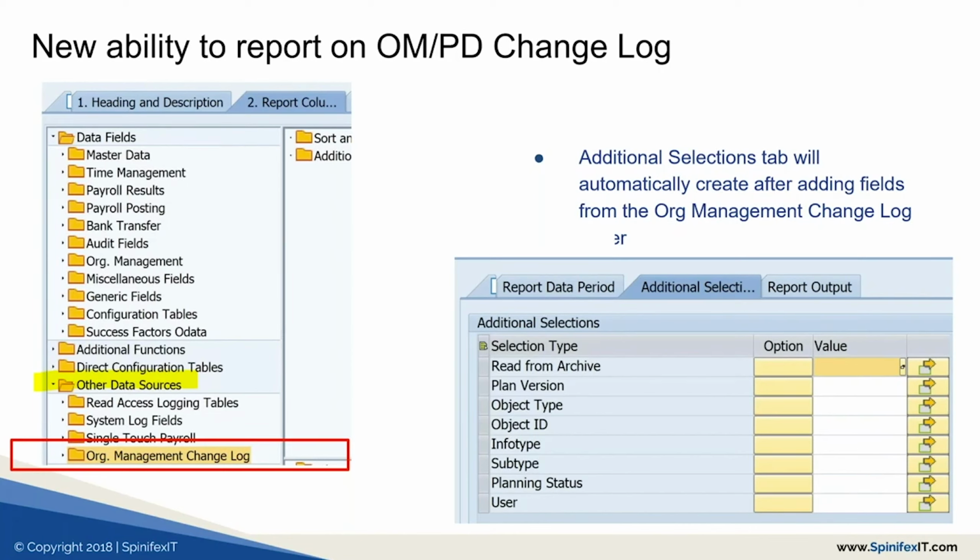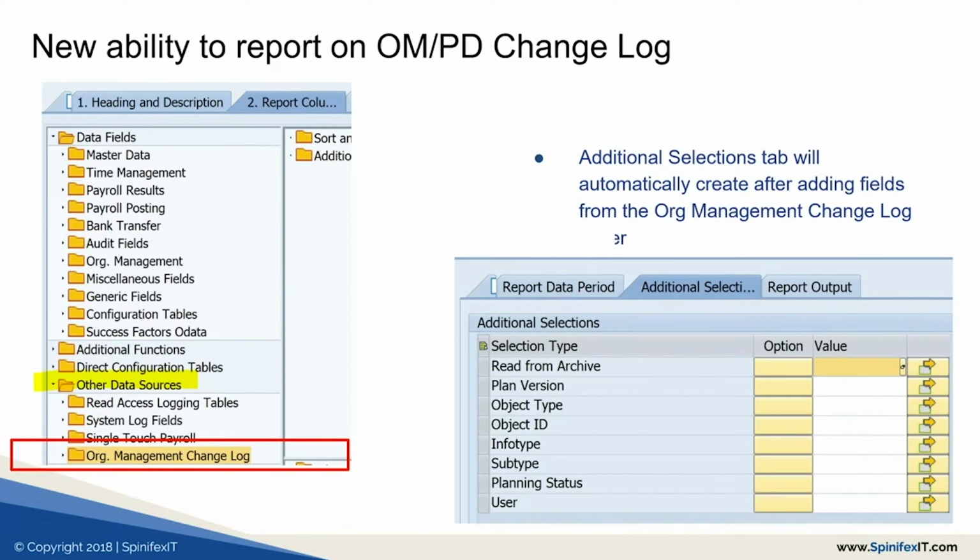So we've added a whole new folder of fields, and it's called the Org Management Change Log. See it right here, and it's inside of this folder called Other Data Sources. And of course, I'm looking at tab 2. So inside of that folder, you've got new fields that you can utilize that will actually show you for your PDOM objects the change, who changed, the typical change type of information that you're looking for, like job codes and such. Who changed it? When was it maintained?